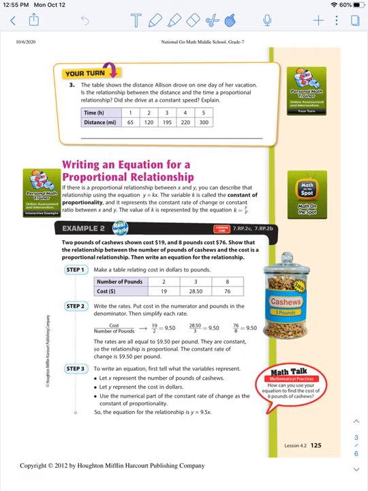Pause the video, see if you can do number 3 on your own, and then play it back to see if you got it right. I'm going to go ahead and solve problem number 3.